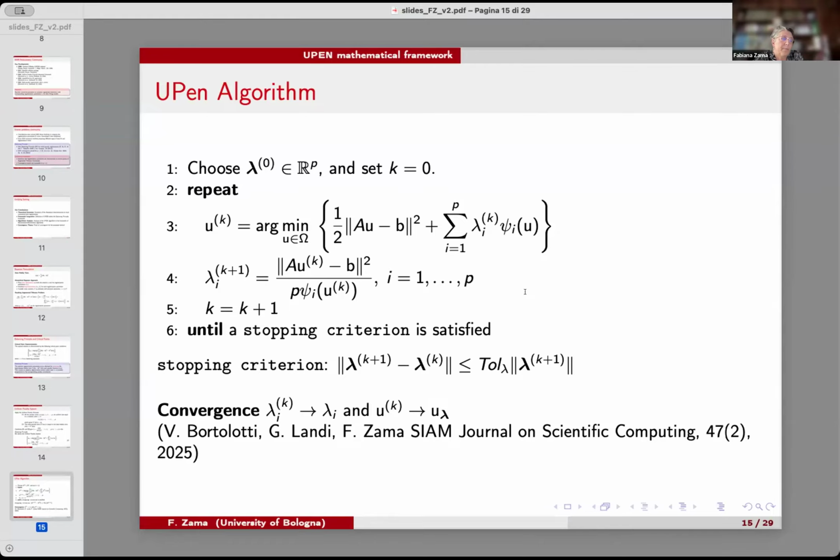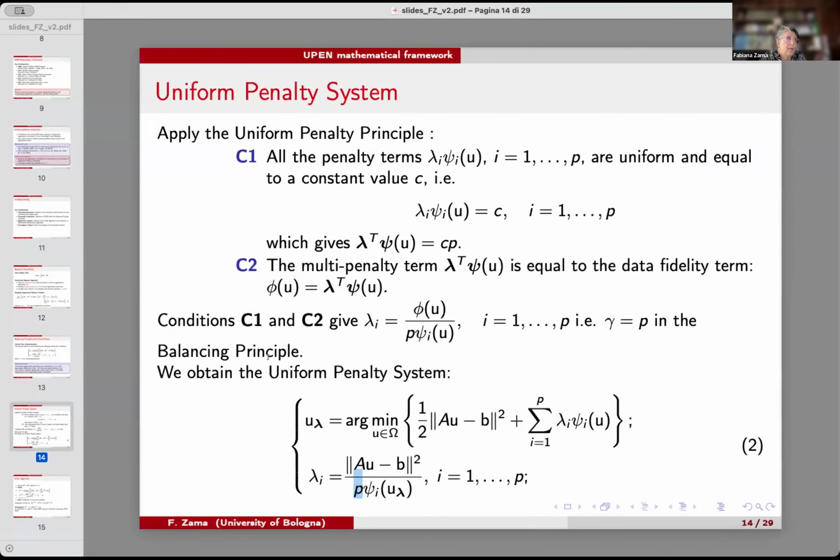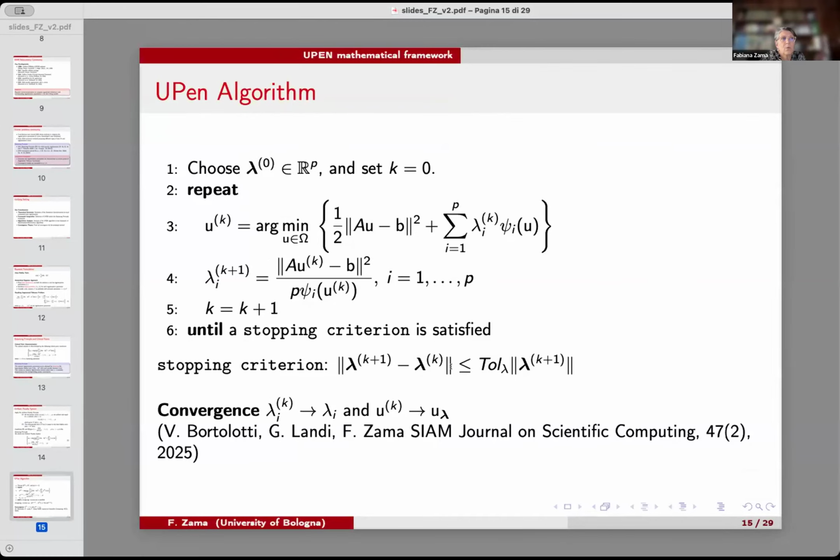Villiam algorithms. We can define a stopping convergence criterion because we know that it converges, so we can test the distance between the different regularization parameters to be sure that it converges. And what we can prove is that this algorithm converges exactly to the solution of the uniform penalty system. So this characterization is actually obtained by this algorithm. And this algorithm contains what was heuristically used by the UPenn algorithm at the origin, at the beginning.